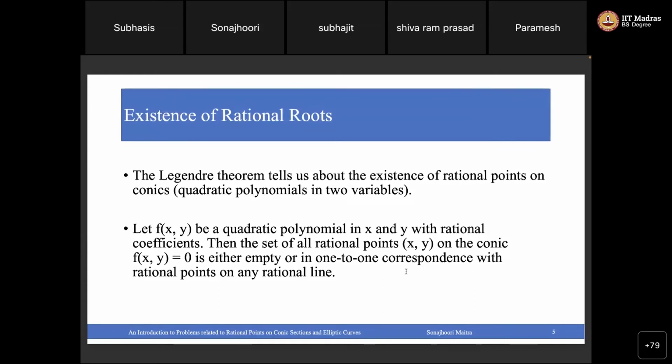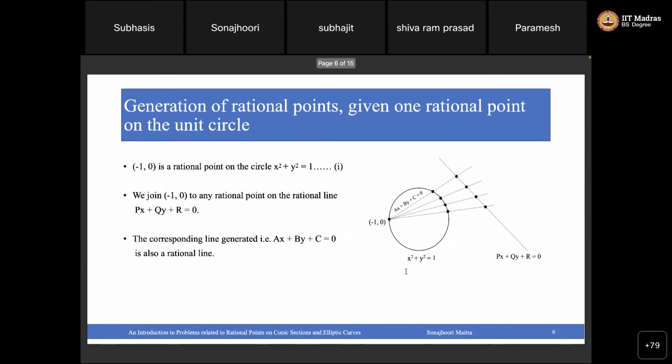So let us try to understand the proof. Here I have taken a conic x squared plus y squared equal to 1, which is the equation of a circle, and we have taken a random line, px plus qy plus r equal to 0. Now, why have I taken this circle? Because it's easy. It's a unit circle and it's easier to explain in this way.